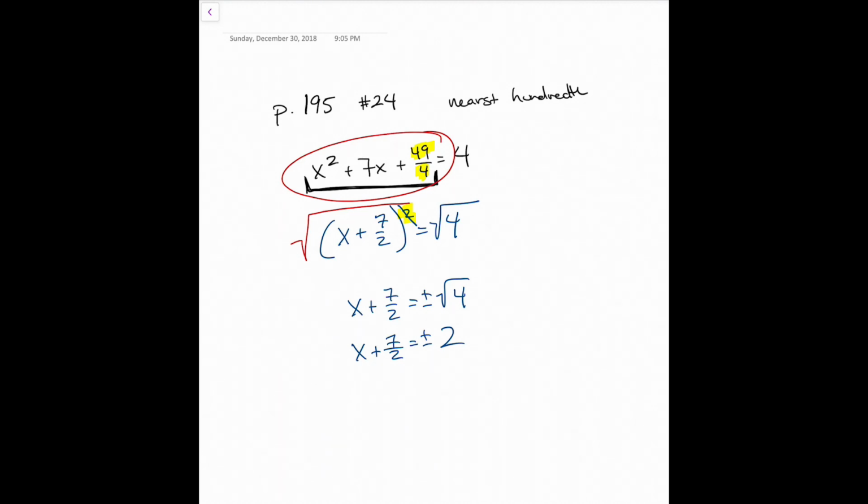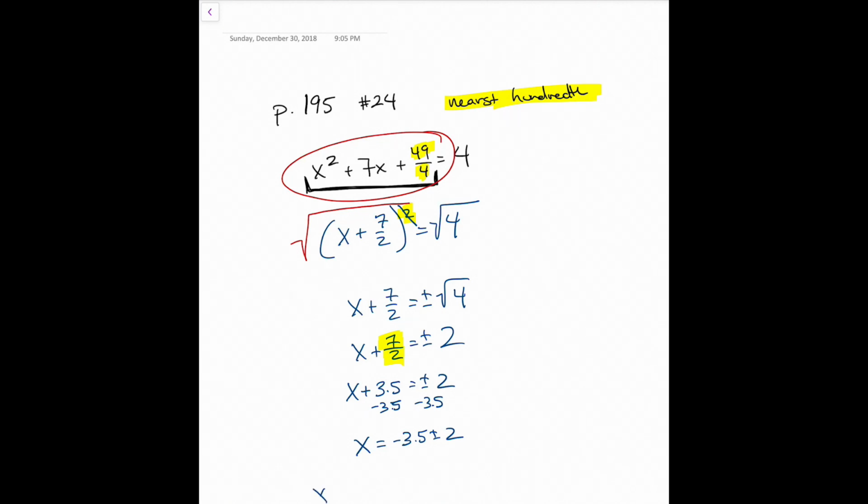Now one thing I want to remind us of is that it's asking me to find the answer to the nearest hundredth. And I have this in fraction. Hundredths is in decimal, so I can go ahead and just convert that to decimal. So that's x plus 3.5 equals plus or minus 2. And I'm going to find out what x is, so I need to subtract 3.5 on both sides. So this gives me x equals negative 3.5 plus or minus 2.